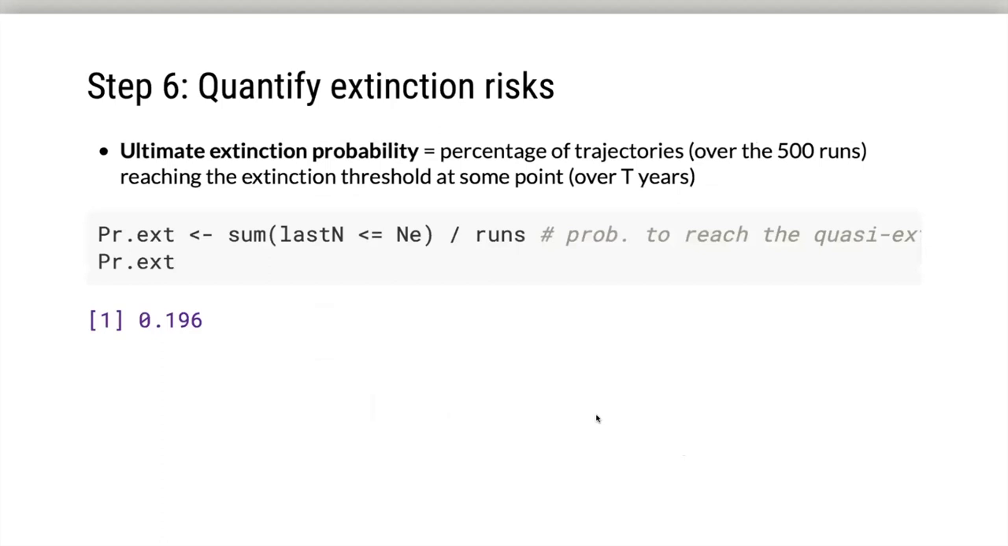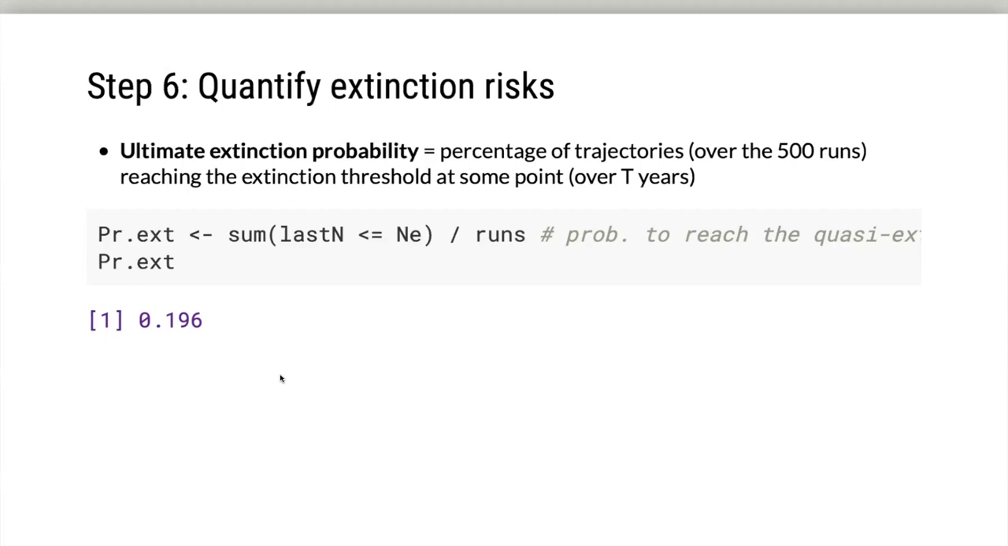So the ultimate extinction probability is the percentage of trajectories over the 500 simulated populations that reached the minimum viable population threshold. So we said it was 30. So I summed how many populations had less than 30 individuals over the 500 populations simulated. And that's giving us the probability of extinction that is about 20% for the bears over the 50 years of the projection. In the next 50 years, the risk of extinction was 20%.